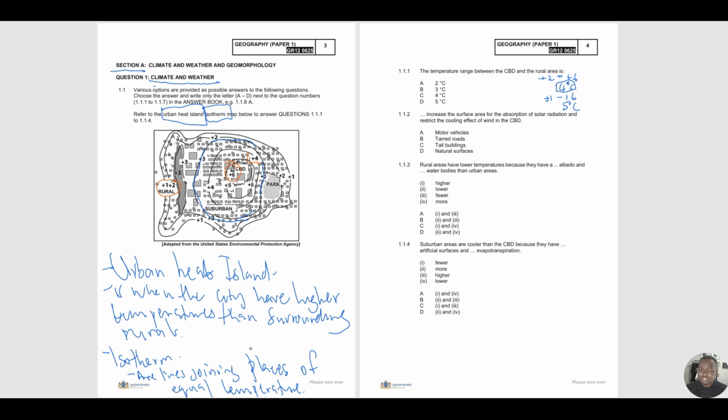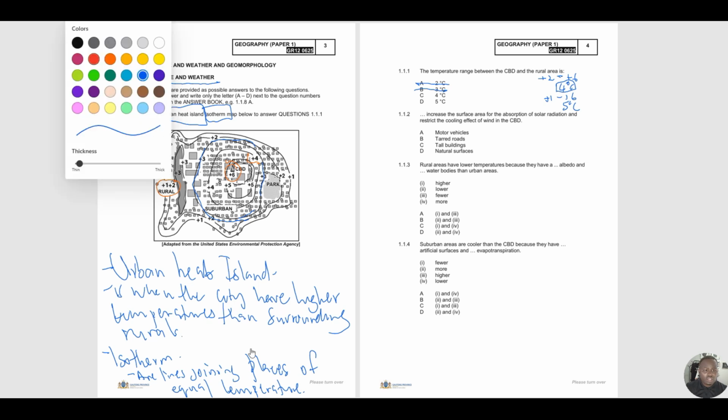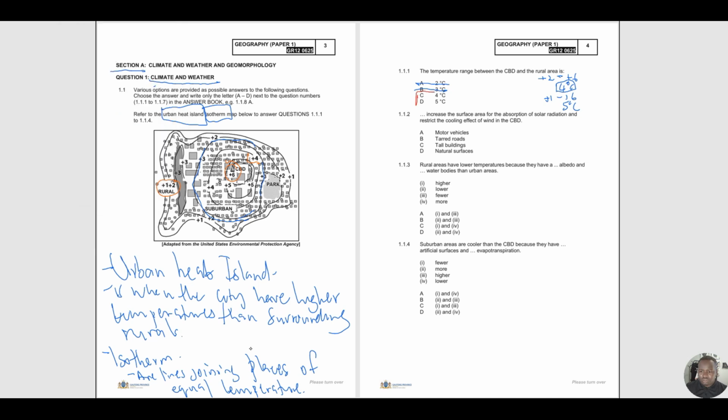The temperature range between the CBD and the rural area is A is 2 degrees. No, it's wrong because we are looking at 4 and 5. B, it's 3 degrees Celsius. No, still wrong. Then C is 4 degrees Celsius and D is 5 degrees Celsius. So we can take these two answers because that rural has 2 options. So it's between C and D. Okay, let's move to the next one.